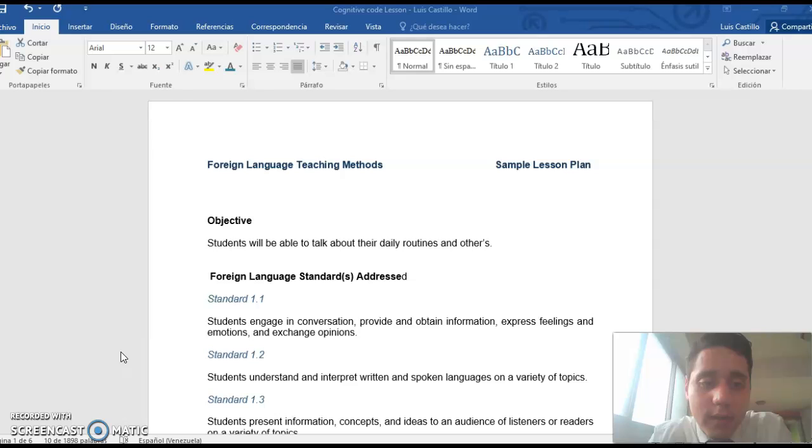First thing off, I would like you to know my objective. Students will be able to talk about their daily routines and others' daily routines. For this, I will be teaching reflexive verbs in Spanish. This is a Spanish lesson.